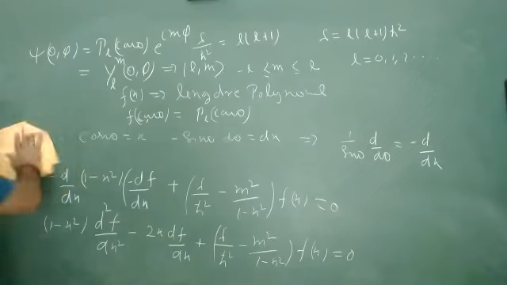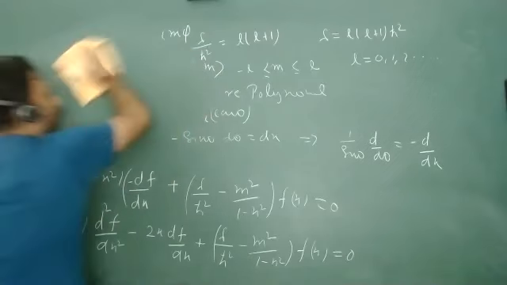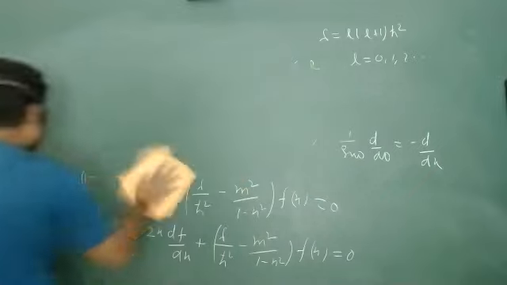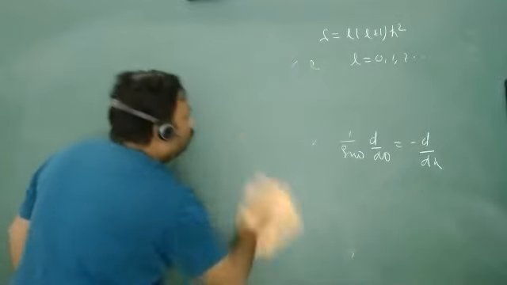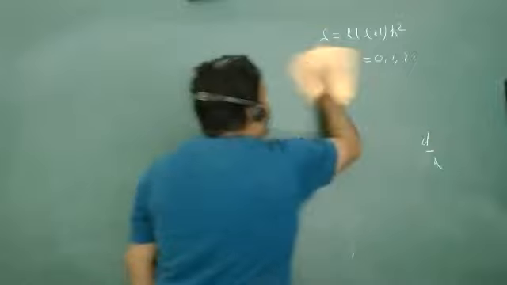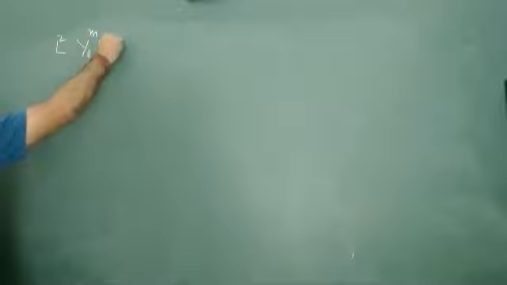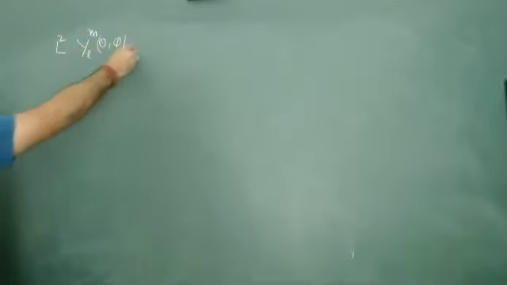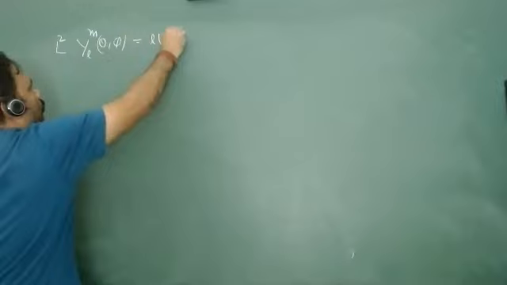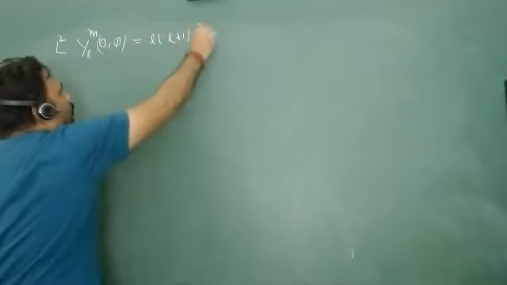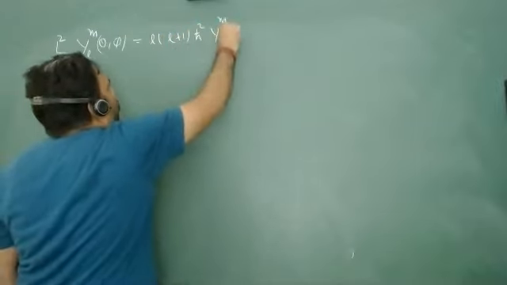So what we have is very simple. And don't worry, I will prove that M will be between minus L to plus L. I will prove it, but by a different method, because if I prove it with the differential equation method, it will be very boring. So what we have: L square Y_LM(theta, phi). I will give you what Y_LM is. That will be L into L plus 1 h cut square Y_LM(theta, phi).